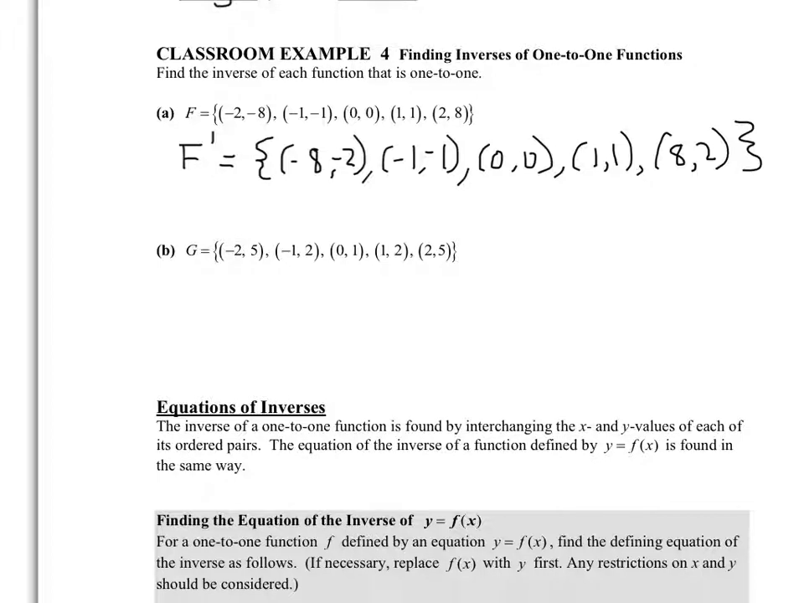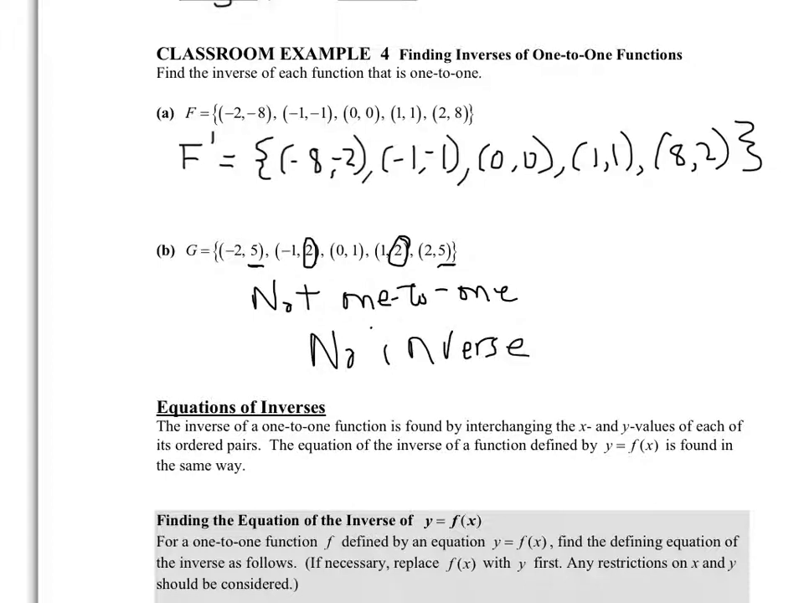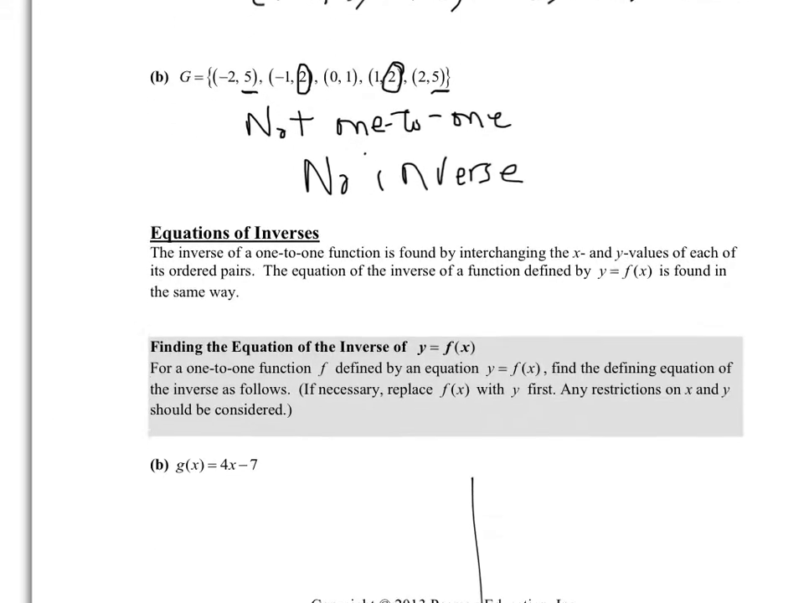Now, if I look at set G, again, I've got to double check to see, is this a one-to-one function? When I check x values, I have -2, -1, 0, 1, and 2. So I'm good with that. But when I check y values, look what happens. I have a 5 here, but this ordered pair also has a y value of 5. I have a 2 in this ordered pair, and I have a 2 in this ordered pair. That means this is not one-to-one, and if it's not one-to-one, there will be no inverse. It has to be a one-to-one function in order to have an inverse.